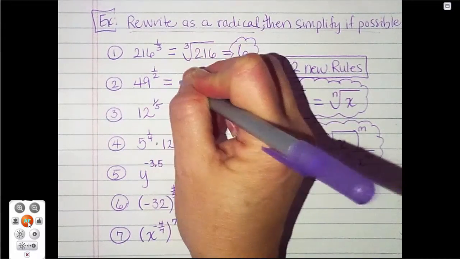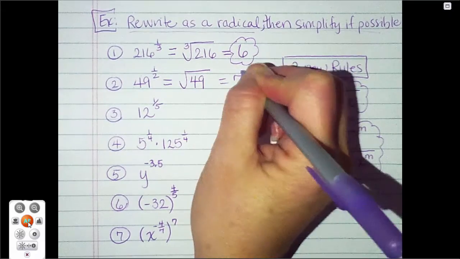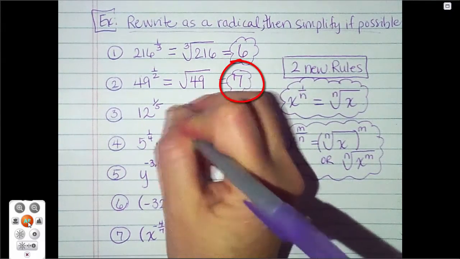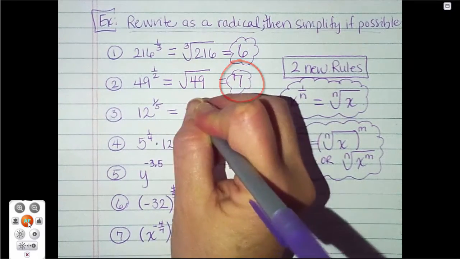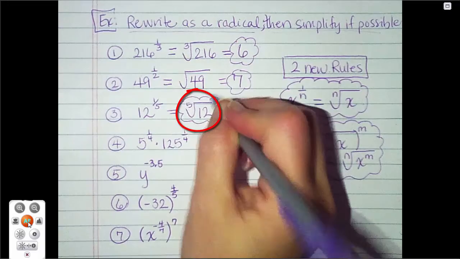In number 2 I have 49 to the 1/2. That means the square root of 49, which is 7. Notice you don't write the 2 in there. You could if you needed to. 12 to the 1/5 means the 5th root of 12. That's nothing we know. It's an irrational number. Leave it alone.